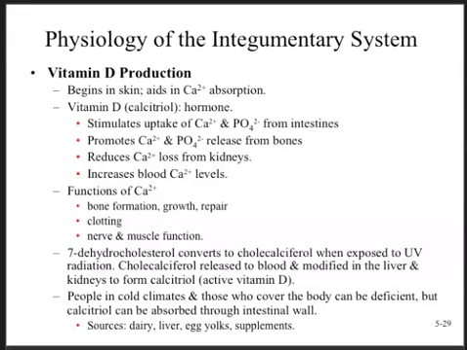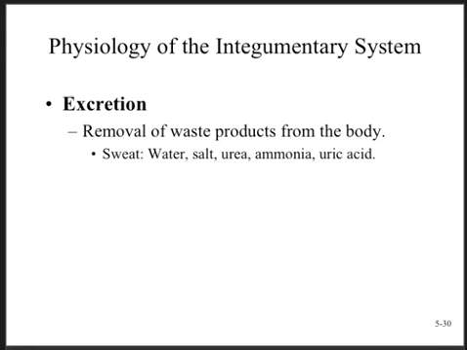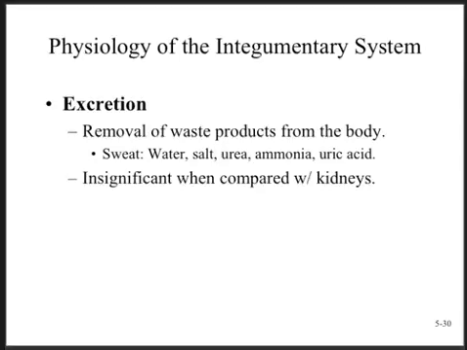Sources in the diet include dairy products, liver, egg yolks, and, of course, dietary supplements. The excretion in the integumentary system is important because it regulates our fluid balance. It also serves to retard bacterial growth, and it also, in a minor way, is a method of getting rid of nitrogenous waste. Examples of waste products that are excreted through the skin include water, salt, urea, ammonia, and uric acid, but this is insignificant when compared to the amount that's eliminated by the urinary system.